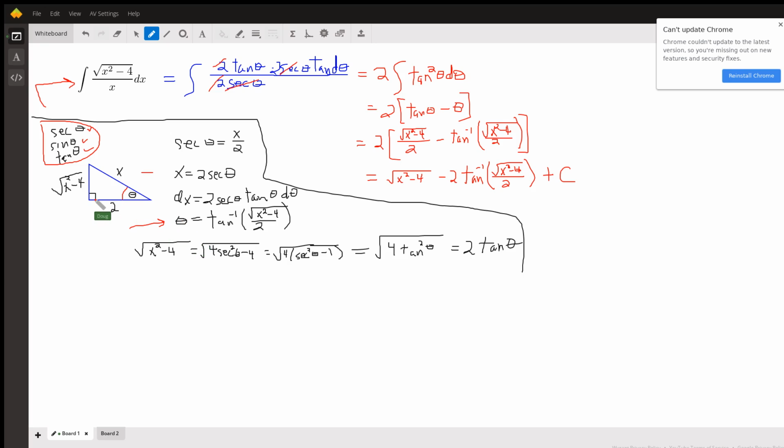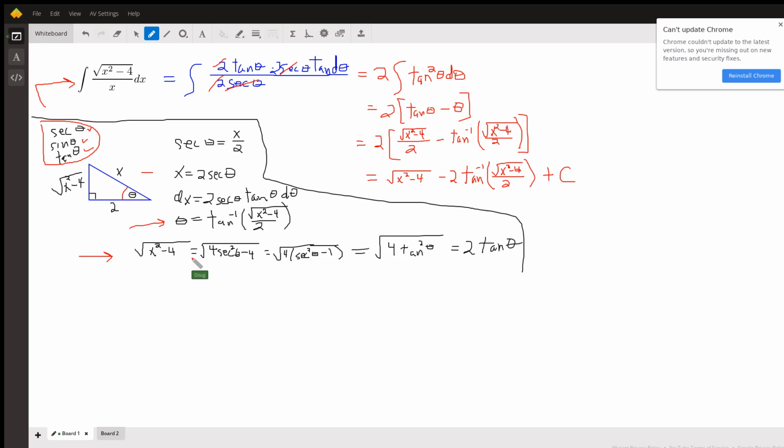So if we look at the right triangle, theta is the angle that has a tangent of the square root of x squared minus 4 over 2. And while we're at it, why don't we see what we get for this radical after we make the substitution, x equals 2 secant theta. The whole idea is to get rid of this square root symbol.